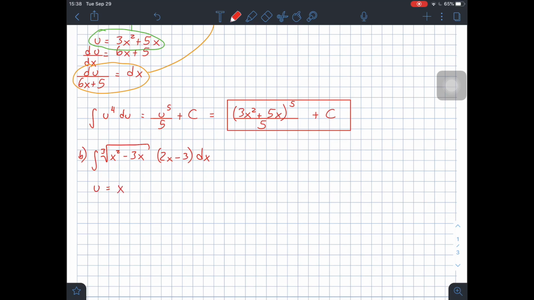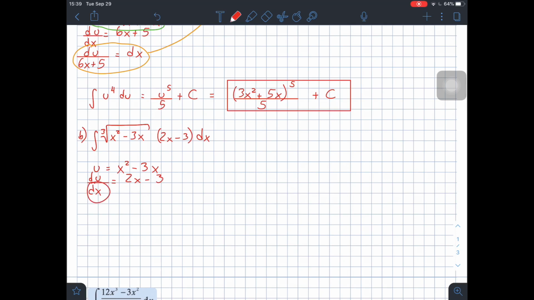So I'm going to call x squared minus 3x, whatever I have inside the radical in this case, u. So if I find the derivative of u with respect to x, we're going to have that this is equal to 2x minus 3. And then if I solve for dx, we're going to have that du over 2x minus 3 is equal to dx.